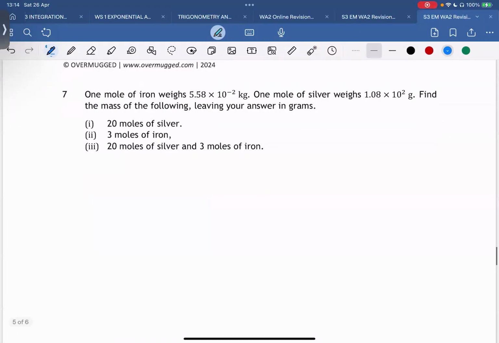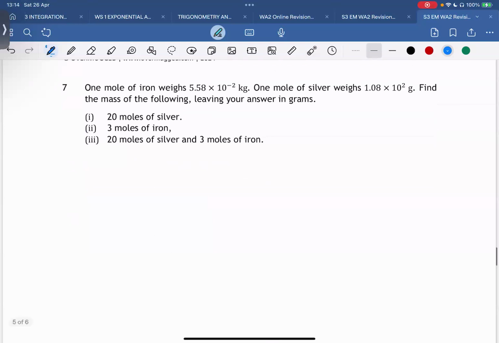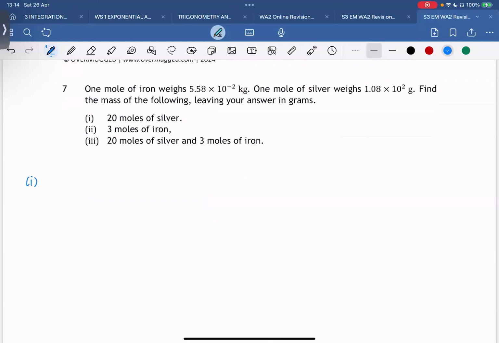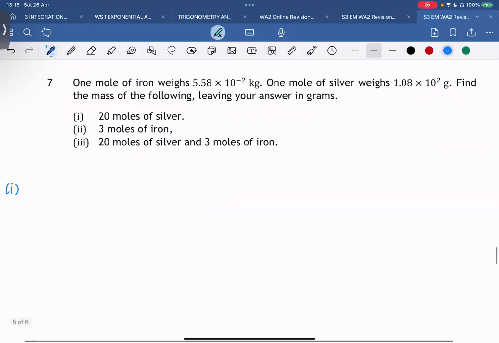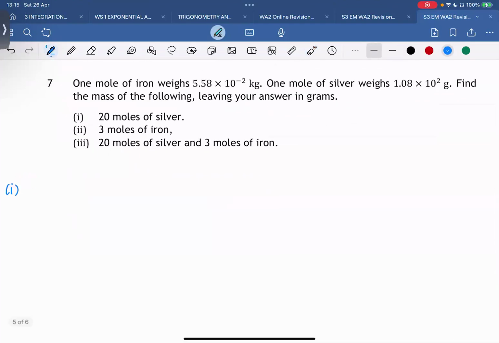All right, last question. We have the weight of 1 mole of iron in terms of kg, weight of 1 mole of silver in terms of grams. Find the mass of the following, leaving answers in grams. So the first one, 20 moles of silver. To be quite straightforward.